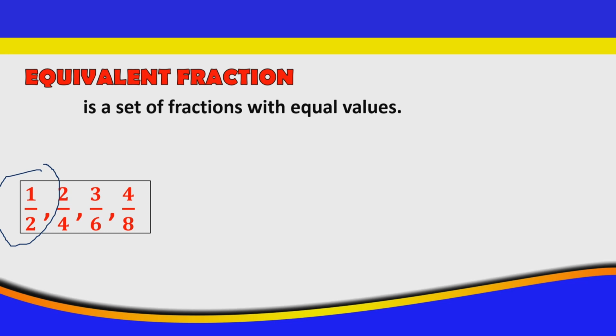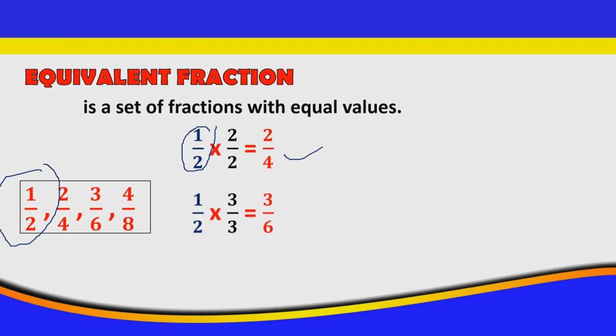How do we obtain those equivalent fractions? From the set of counting numbers, you choose any number that you can multiply to 1/2. Take note, whatever you multiply to your numerator should also be multiplied to your denominator. So here, you have 2 over 2. When you multiply 1/2 and 2 over 2, you have 2 over 4. What if we have 3? So 1/2 times 3 over 3 equals 3 over 6. What if we have 4? So you have 1/2 times 4 over 4 is 4 over 8. So these are the equivalent fractions of 1/2.